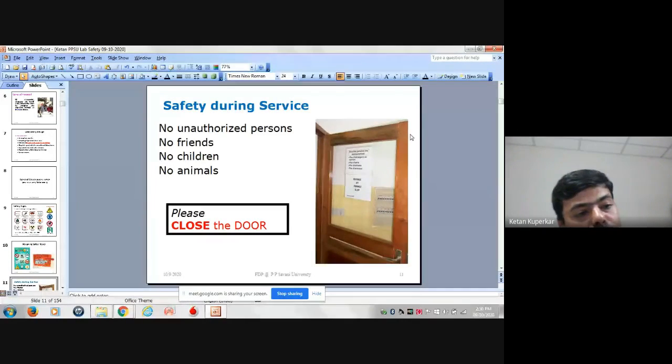Now, the most common notification you see as a safety measure on the doors or the entrance of the laboratory is that no unauthorized persons are allowed or permitted to enter the laboratory premises, and neither is this laboratory a place where friends, children, or animals are entertained. So definitely, everyone has to take precautions about not allowing the wrong person to enter the laboratory, because that's not a place of entertainment.